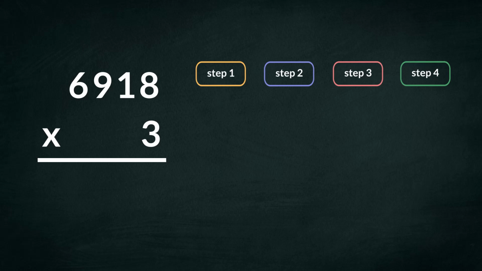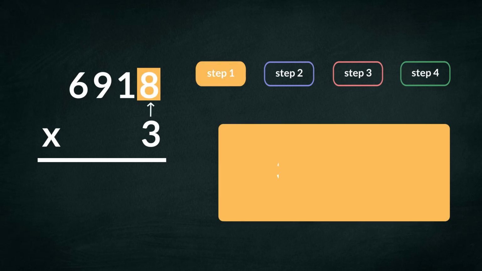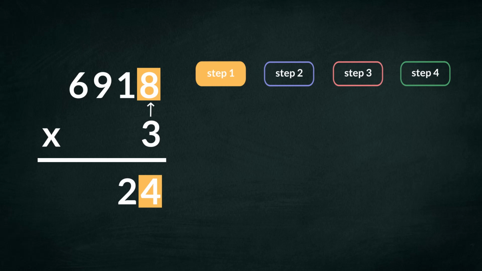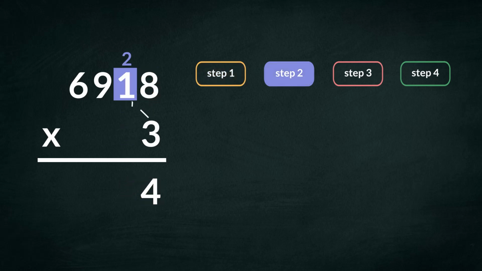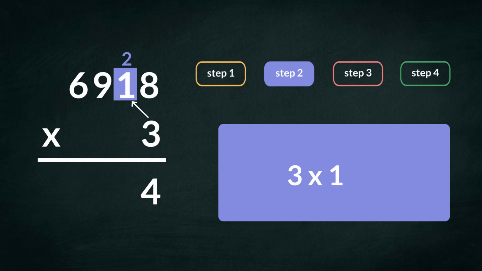All right, let's dive right into step 1. We have 3 times 8 equals 24. Check it out, it's a 2-digit result. Do you remember what we need to do now? That's right, we keep 4 under the line and carry 2 to the top of the tens column. Next, in step 2, we multiply 3 by the digit in the tens column, which is 1. And that's the easy part. 3 times 1 equals 3. Give me some more like that, huh?